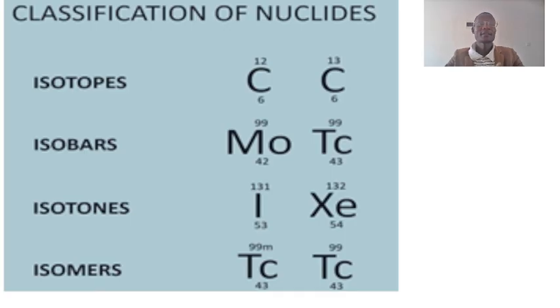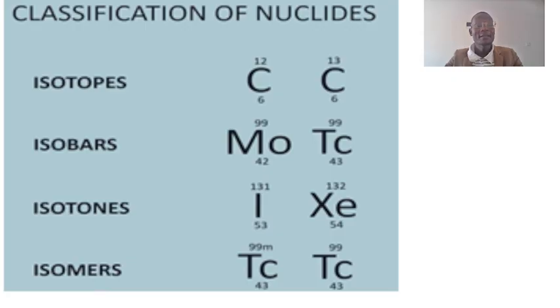Now, as far as elements are concerned, these elements are normally grouped into nuclides, and actually there are more than 3,000 nuclides. These nuclides are classified into 4 classes. The first class is an isotope. An isotope is an element with the same proton number but different mass number.